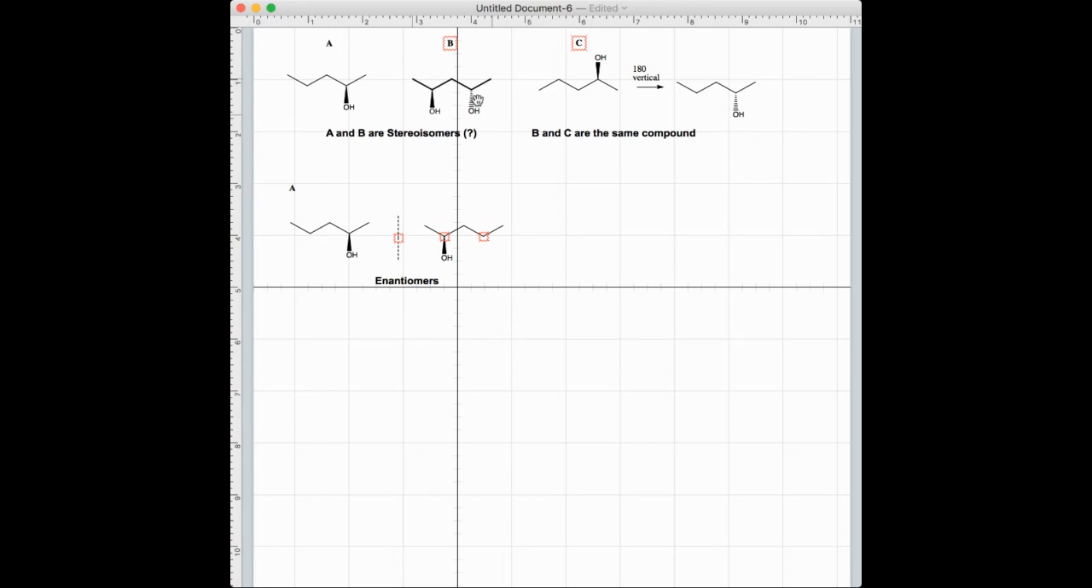Okay, so if I try to superpose this, obviously they don't match. But what else should I try before making any conclusion? I need to do a flipping, a horizontal flipping. Okay, so if I flip this horizontally, then basically I am pulling the molecule from this side toward you and then reversing the whole thing.